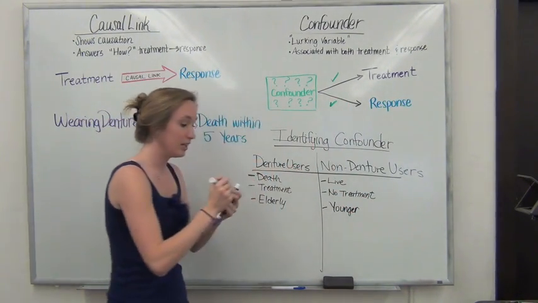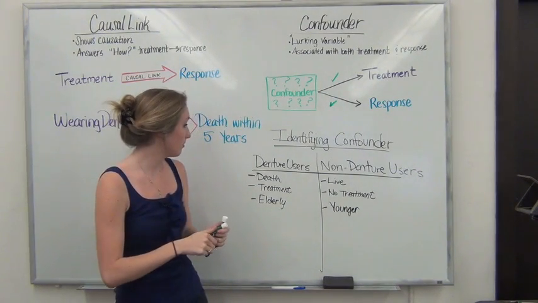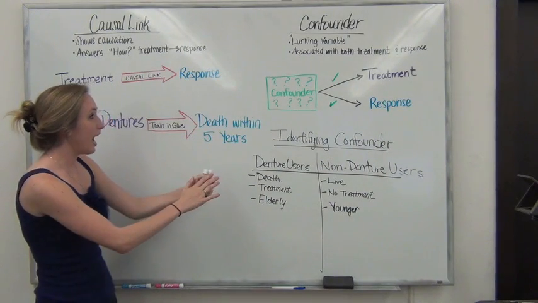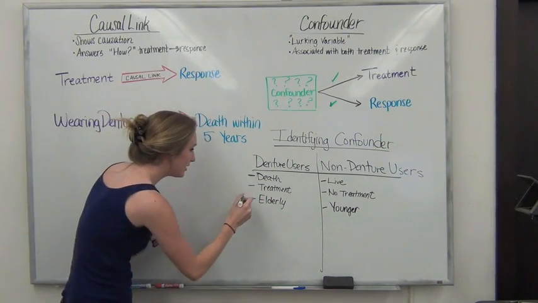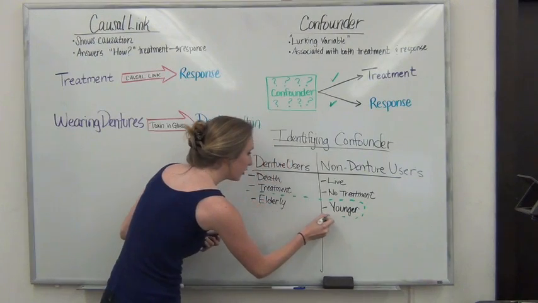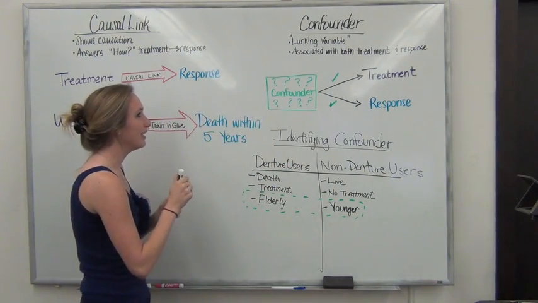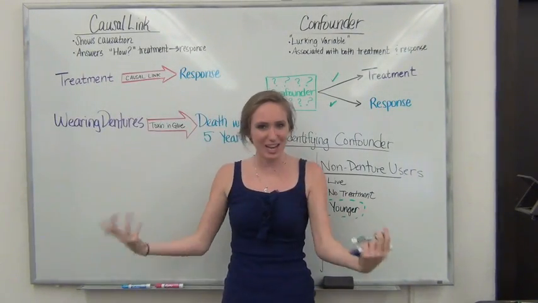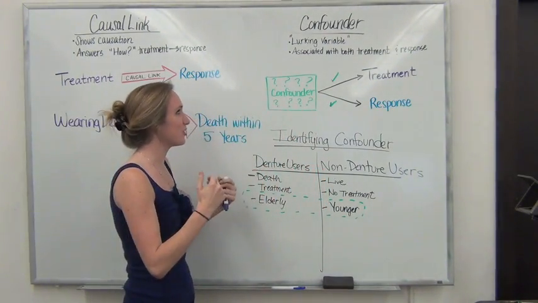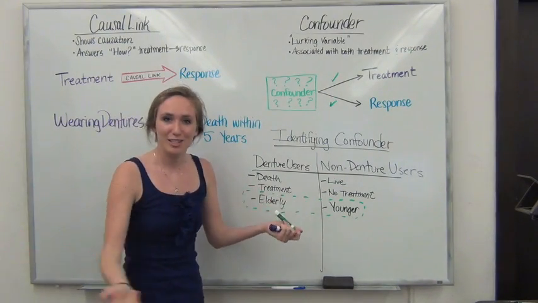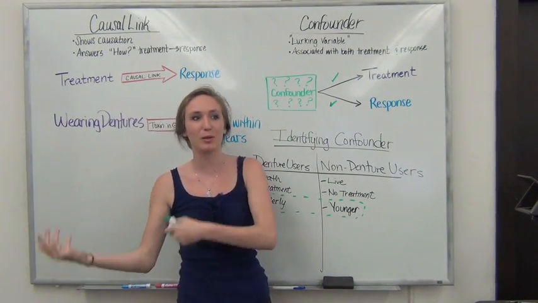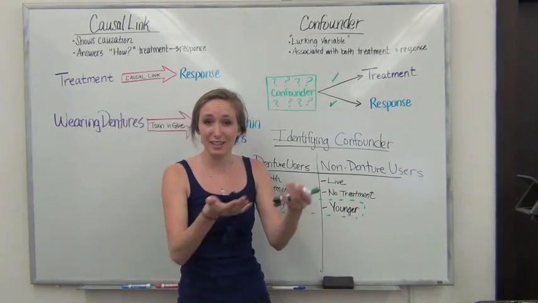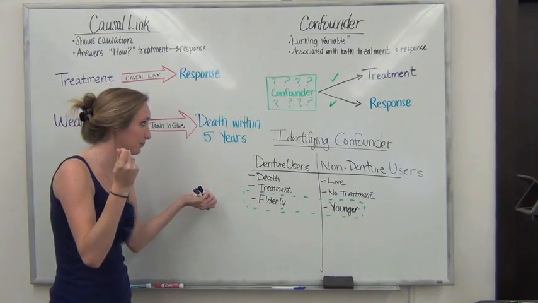As sad as it is, the older you are, the more likely you are to experience death in the next 5 years. So we could see how this confounder, this other variable, could explain why denture users tend to die. But really it has nothing to do with the dentures. The dentures aren't causing death. The dentures are just hanging out with a bad crowd. Dentures are hanging out with old people, probably people with heart problems and other diseases, and they're more likely to be dying in the first place, whether or not they received the dentures.